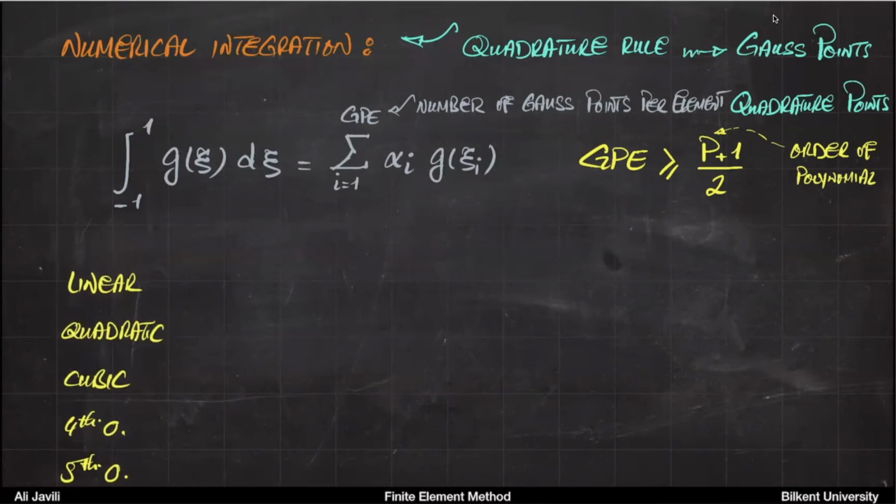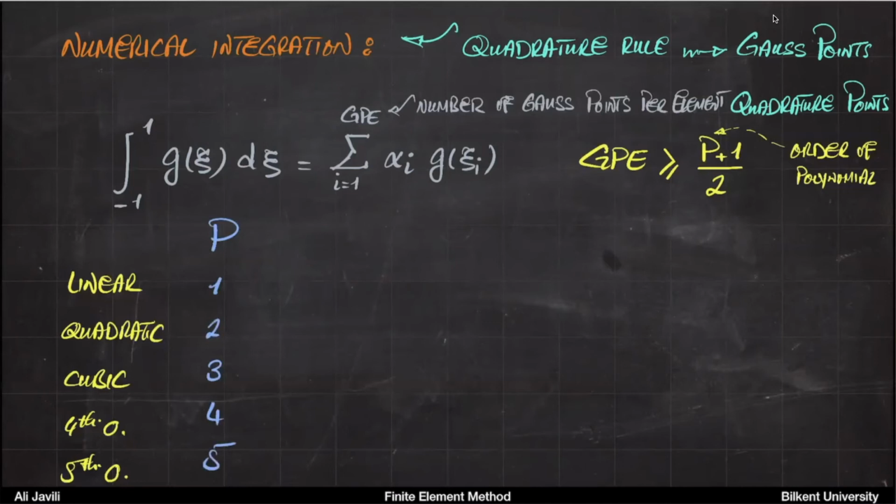The first column is polynomial order, P here. If it is linear, polynomial order is 1. If it is quadratic, it's 2, cubic 3. Well, these are obvious, 4 and 5.